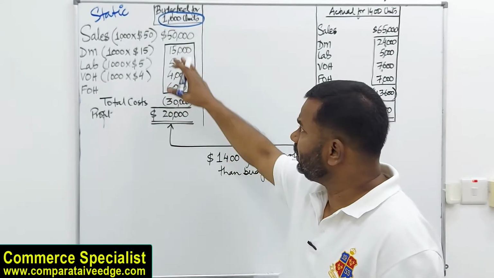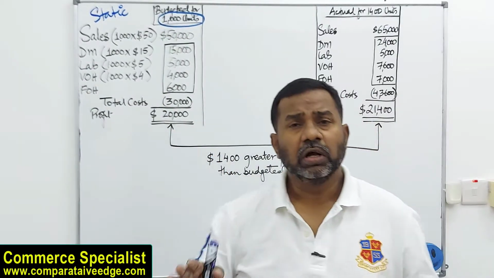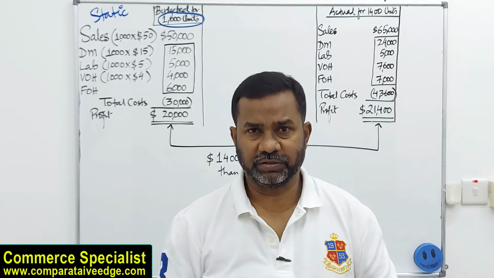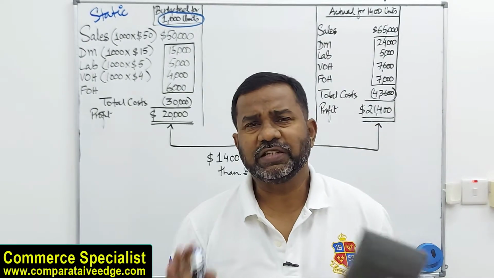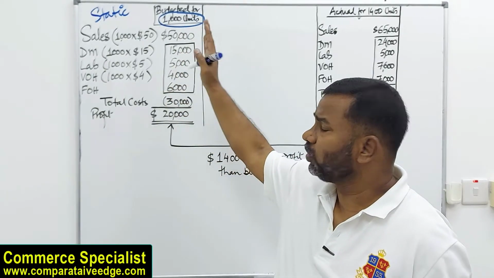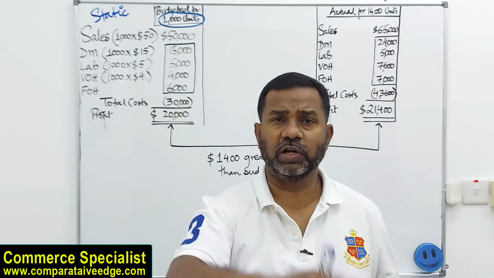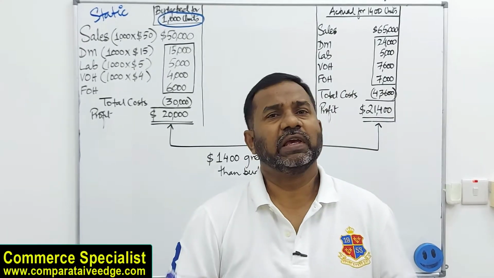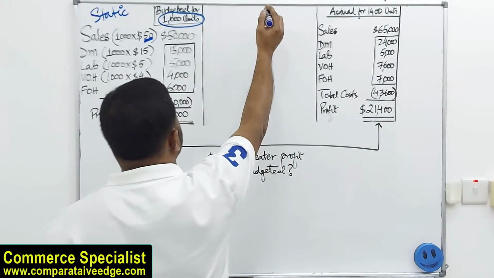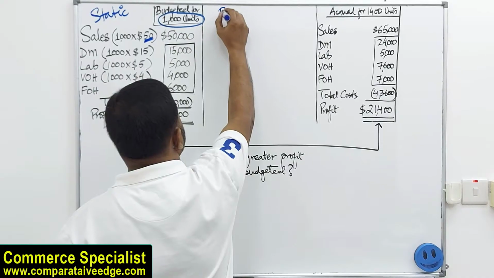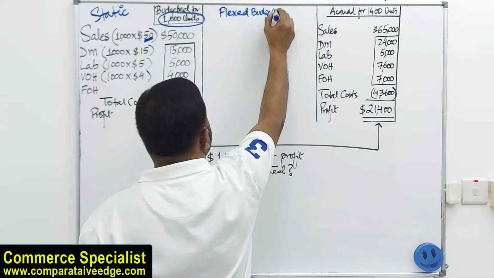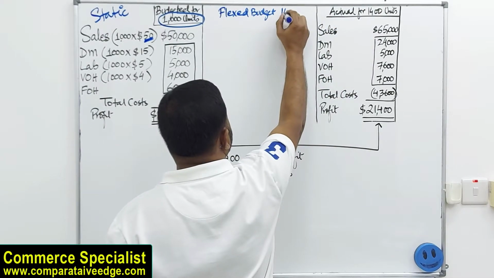Now for 1,000 units, if these are the numbers, what should be the amount for 1,400 units? Making a flex budget is very simple. Now what we need to do is convert these figures which are good for 1,000, and change them for 1,400. And if we do that, actually we are making a flex budget. So let's make a flex budget now. It's simple. I'm just putting a title here, flex budget. Flex budget is for 1,400 units.